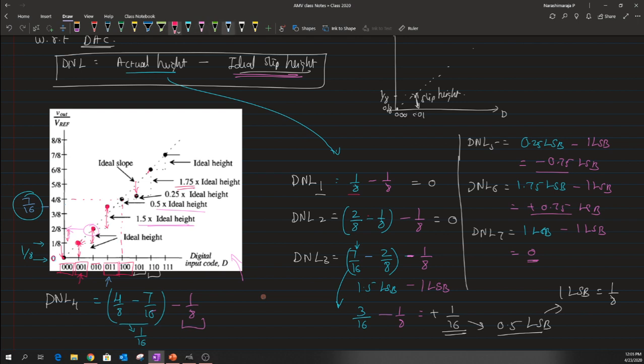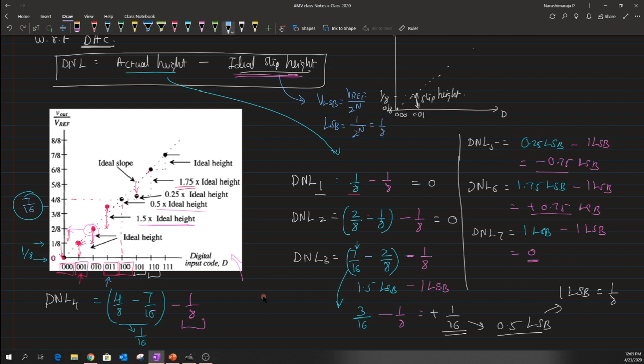The ideal step height is nothing but the one defined by this VLSB, which is V reference divided by 2 to the power n, an important quantity. This can also be defined in terms of a normalized quantity as just LSB, defined as 1 upon 2 to the power n. So, when the value of n is equal to 3, this becomes 1 by 8.